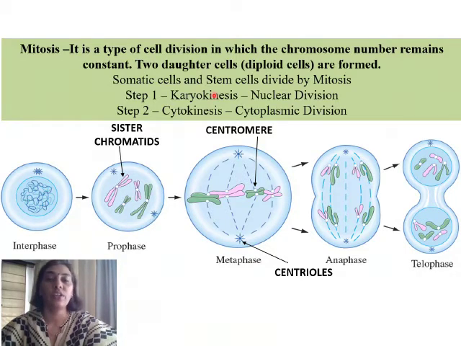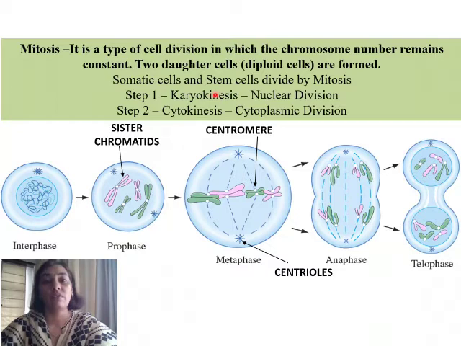Our today's topic is mitosis. We had seen that mitosis and meiosis are the two ways of cell division. We had also studied that somatic cells and stem cells undergo mitosis, whereas germ cells show the mode of cell division that is meiosis. Today we are going to talk about mitosis.